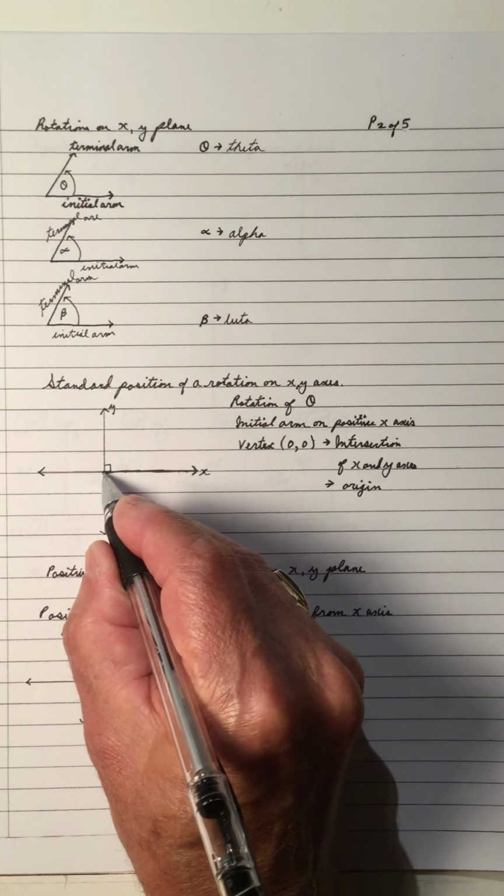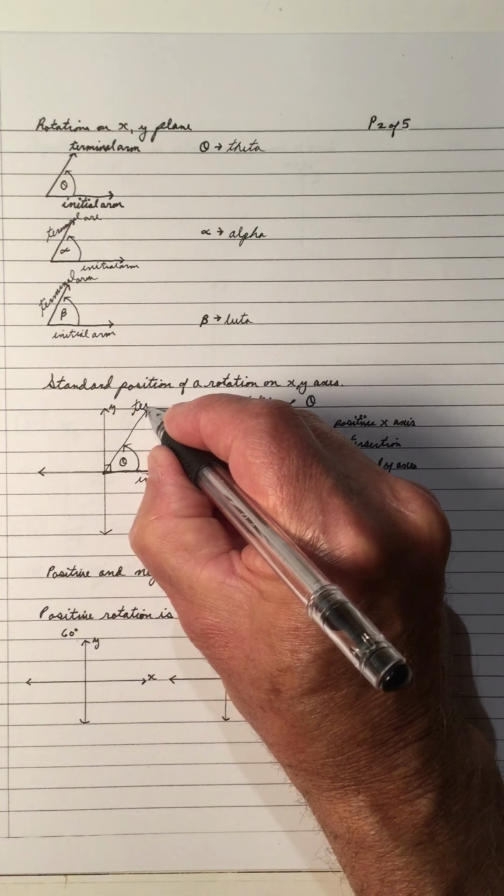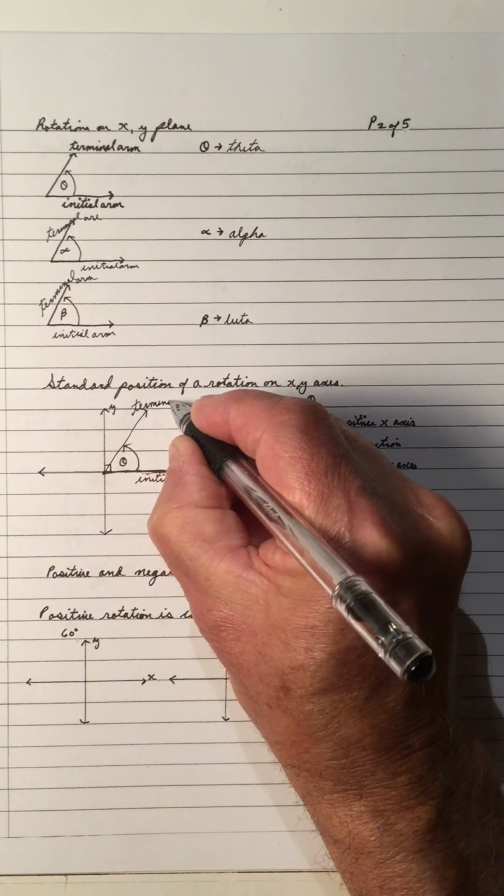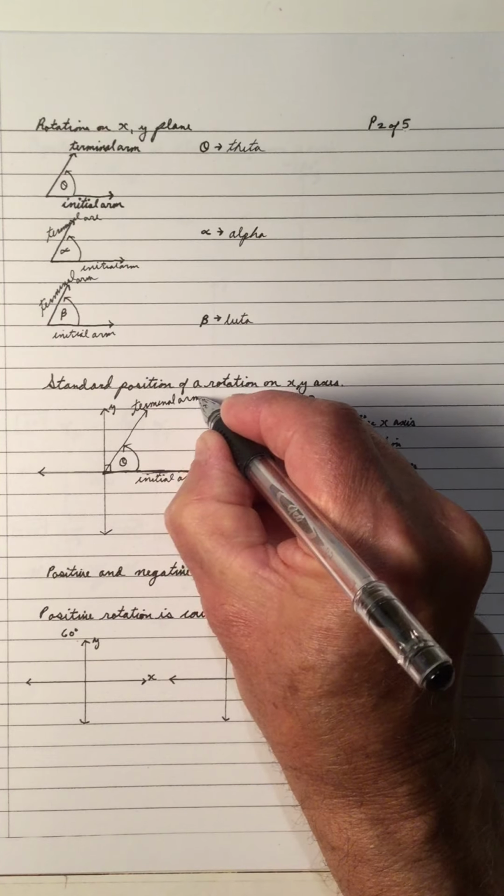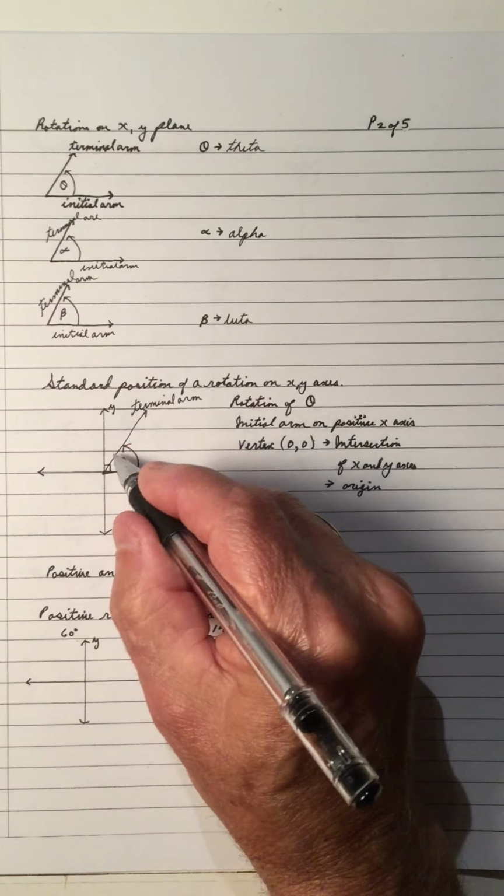So the rotation goes that way, and we draw the terminal arm out, and this rotation we're calling theta. And again, this is the terminal arm. The initial arm is where we start, the terminal arm is where we end the rotation.